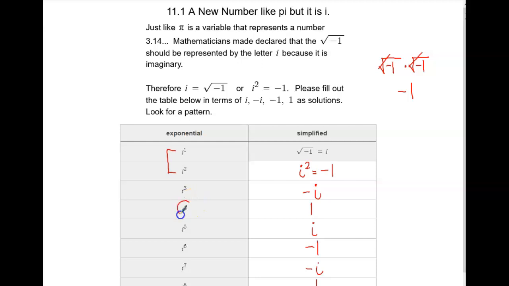So anything that has a multiple of 4 for your exponent is always going to be equal to 1. Okay, if you have i to the 13th power, you would have i to the fourth times i to the fourth times i to the fourth times i to the first. Well, these three are all equal to 1, and so i to the 13th would just be equal to i to the first, or i. So whatever that leftover exponent is, that is where you would look on your table to figure out what that is equivalent to.